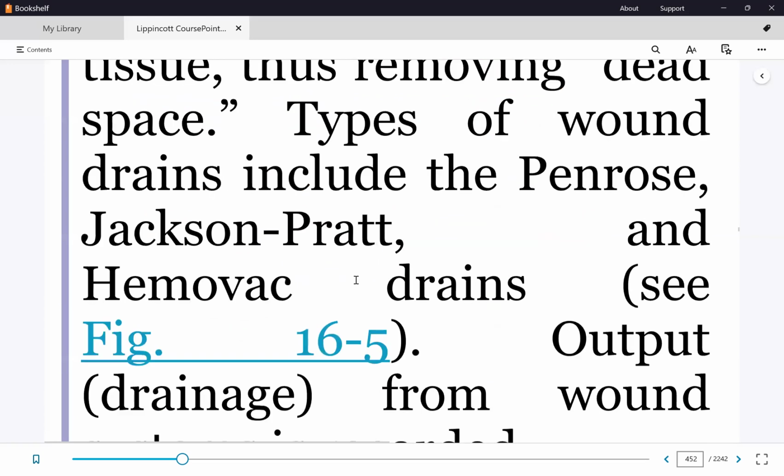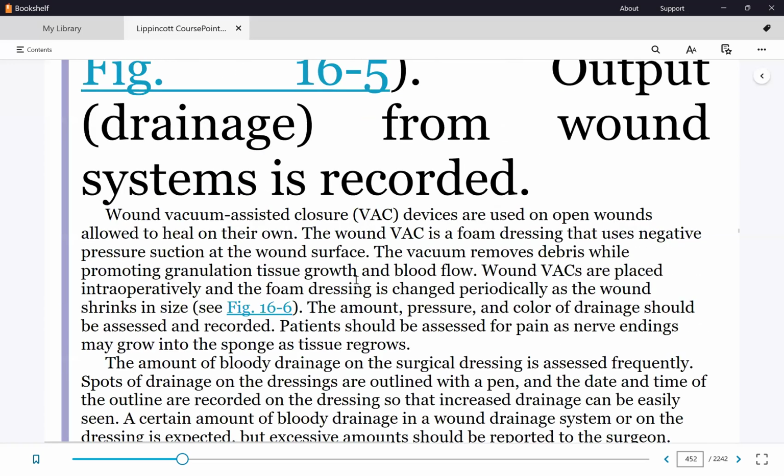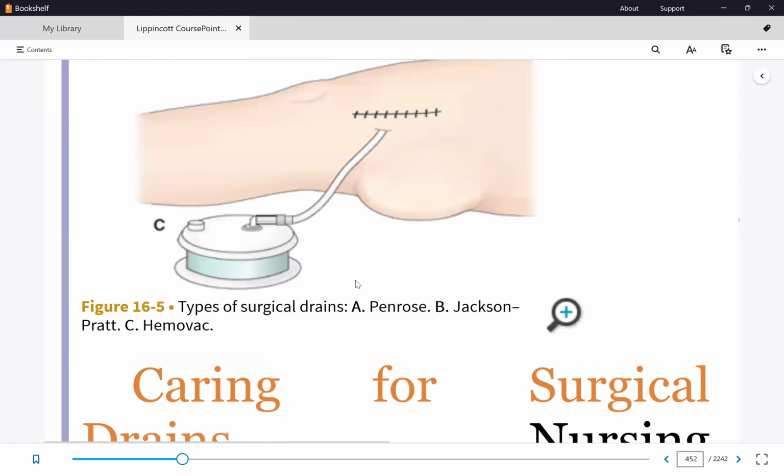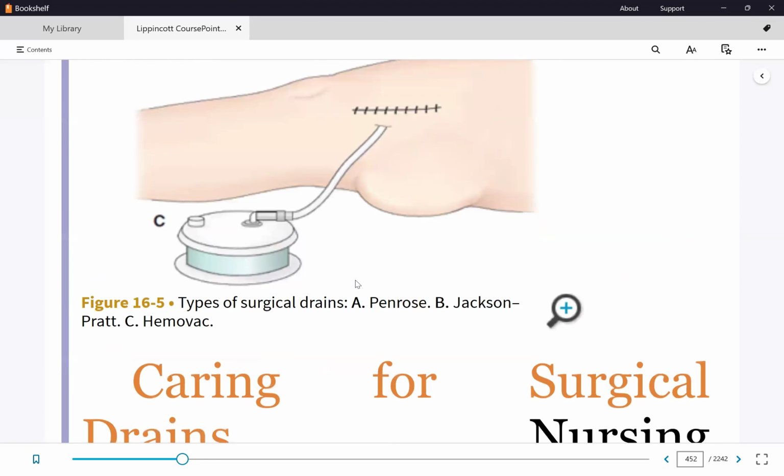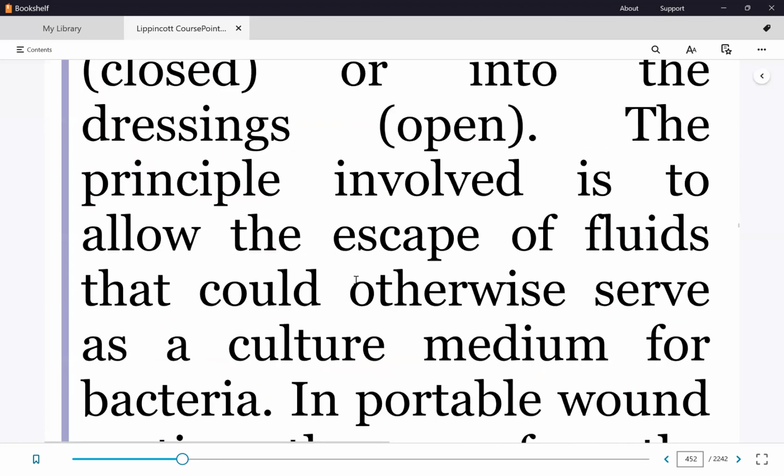Similar to the wound vac? No. Wound vac is negative pressure. That's different.